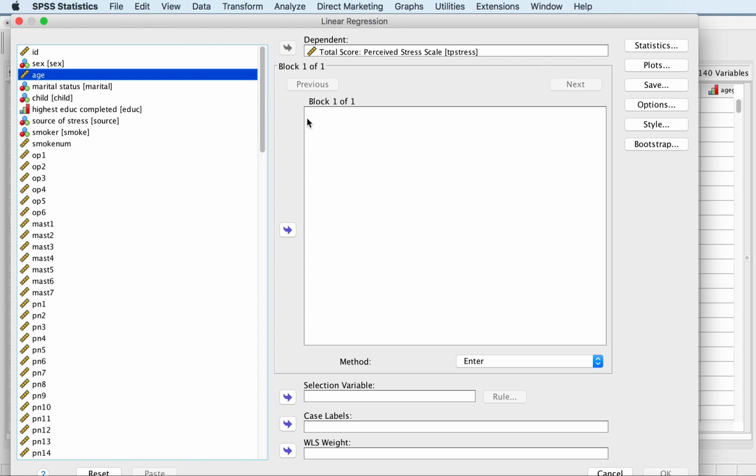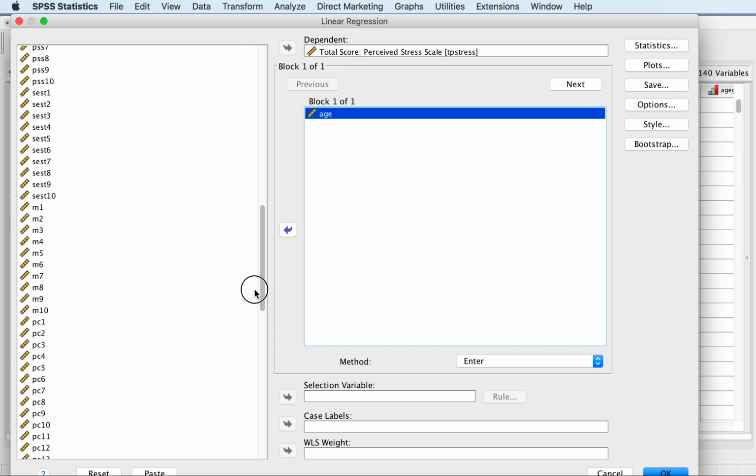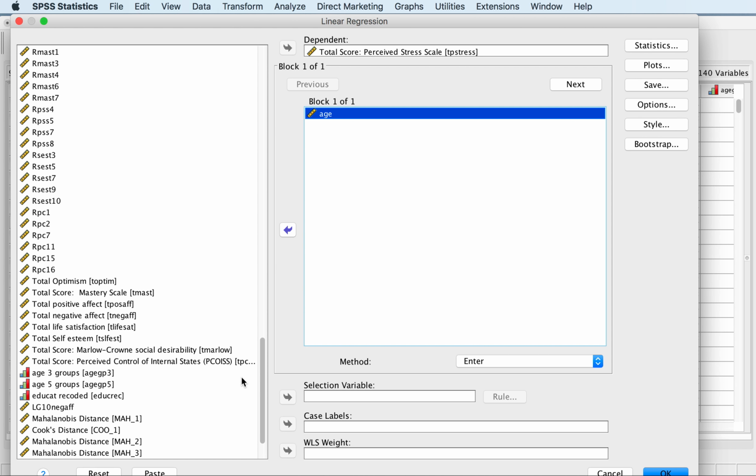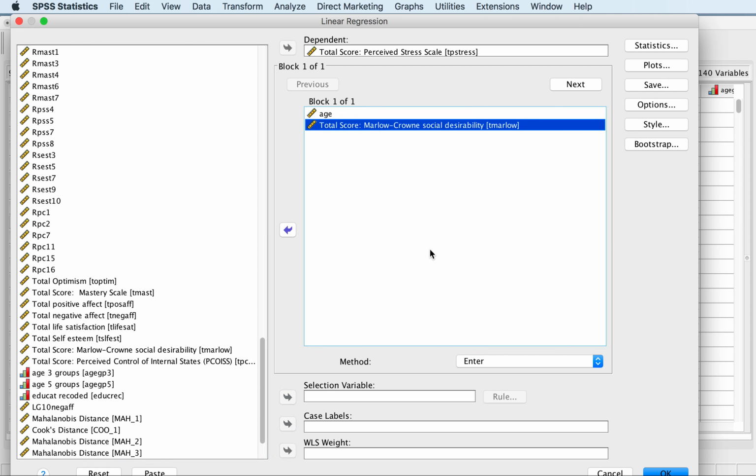We're going to enter in block one, this is important to see, age, and then social desirability, the Marlowe-Crowne scale. These are the variables that we're interested in whether they have an effect on the other predictors. Once we take these into account, do the predictors still predict significant amounts of variance in the dependent variable? Now we're going to click next.